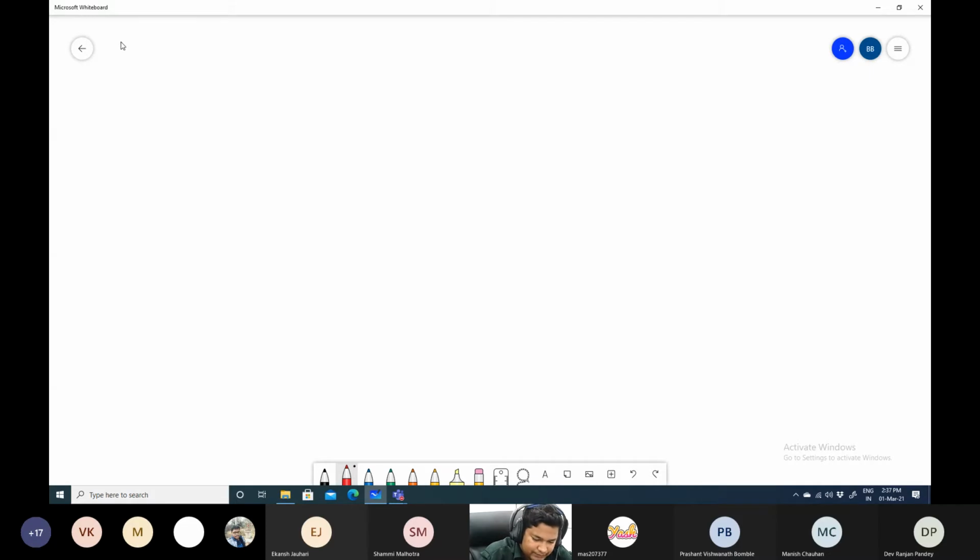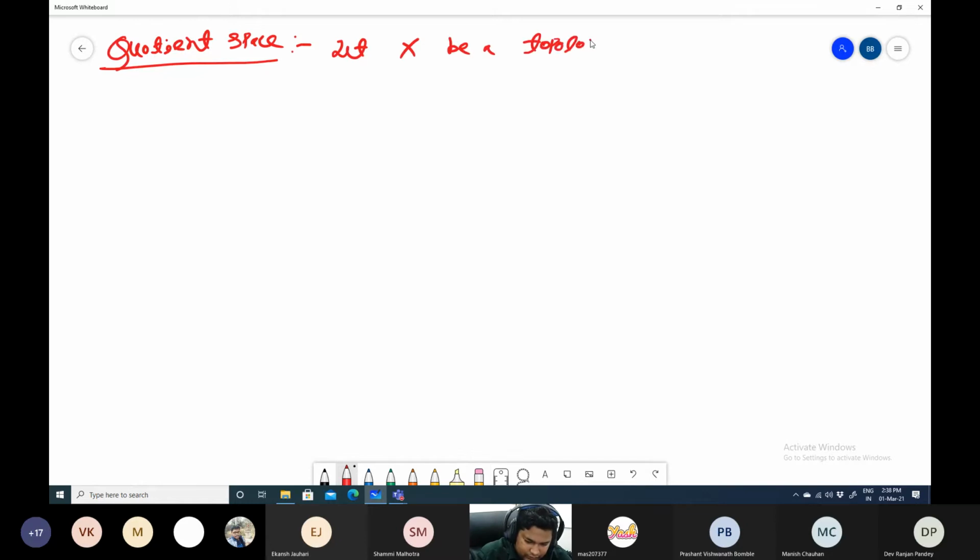So first of all, again, we have studied what a quotient space is. Now we study it in detail. Now let X be a topological space. Now how do we generate a quotient space? How do we give a quotient map and generate a quotient space?